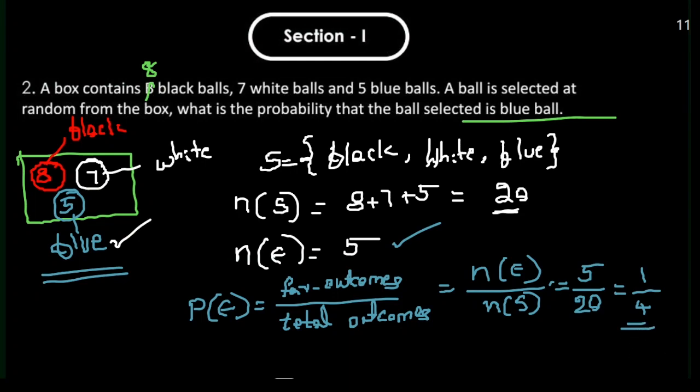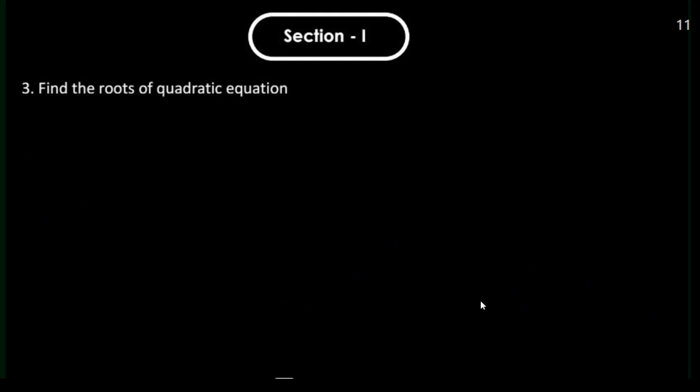Now let's see the next question. Here he asked, find the roots of the quadratic expression. So what is this expression? Here in the question they have given 2x square minus 3 root 3x, and what is the last term? It is plus 3. Okay, this is the equation they have given. Now we need to find the roots.